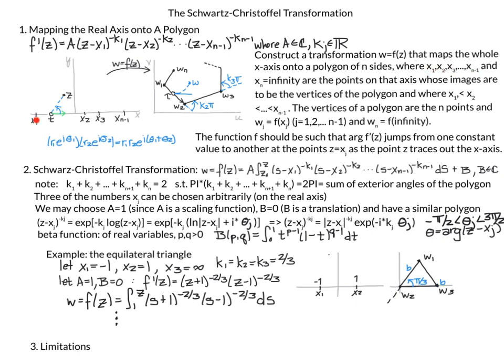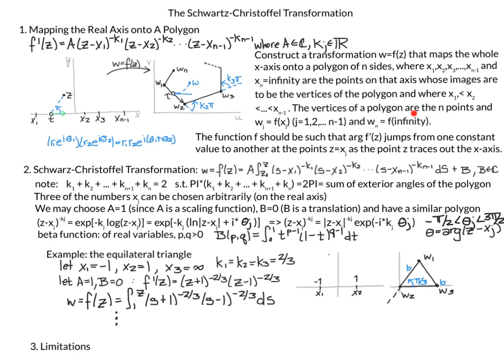to x of n minus 1, that's over here in the z-plane. These are points on the x-axis, and also xn equals infinity, are the points on the axis whose images are going to be the vertices of the polygon. So x1, for example, will map to this vertex w1. x2 will map to the vertex w2. x3 maps to the vertex w3. And then x of infinity comes back to wn.